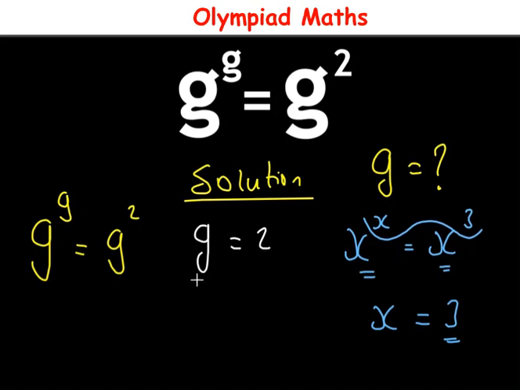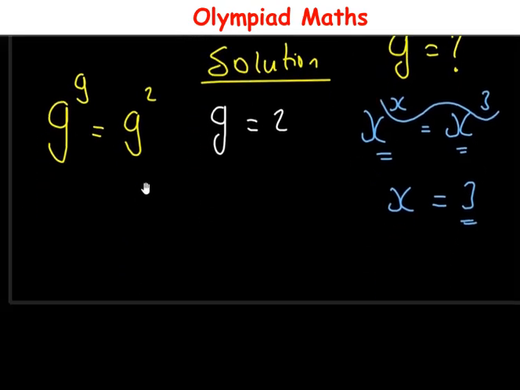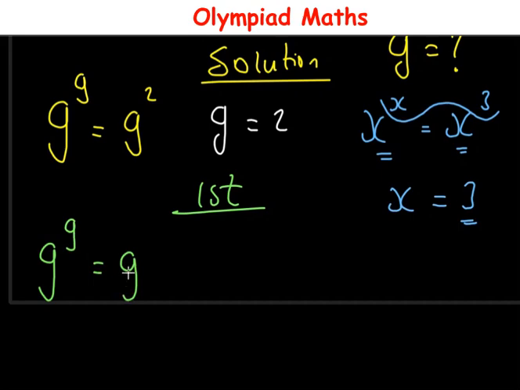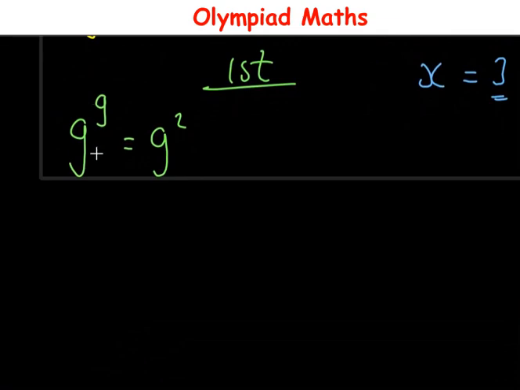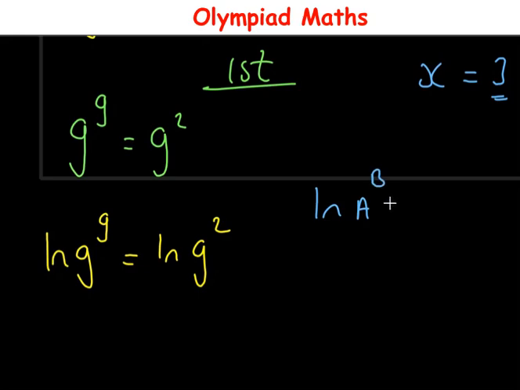Now, there are other ways to solve for the value of g, to get the other values of g. So, we're going to use two methods to solve this. For the first method, we have g raised to power g equals g raised to power 2. Now, we're going to introduce natural logarithm to this equation. This then becomes ln g raised to power g equals ln g raised to power 2. Now, from here, following this rule of natural logarithm, that if you have ln a raised to power b, this equals b times ln a.